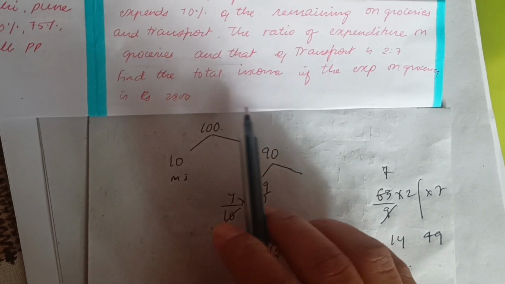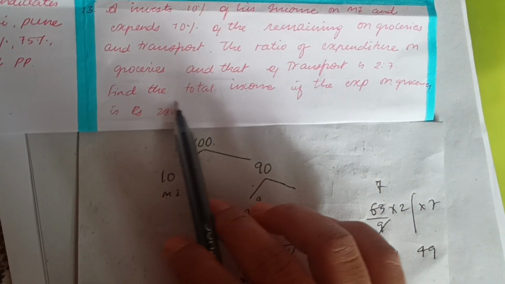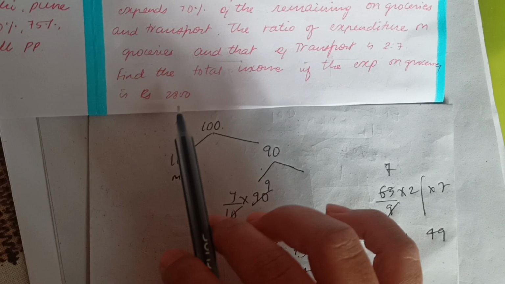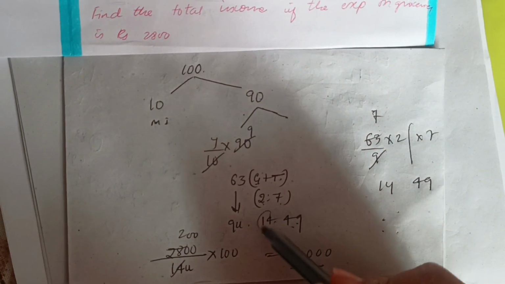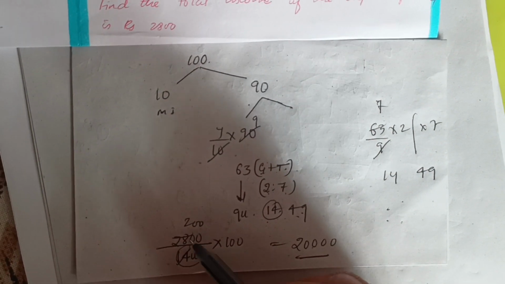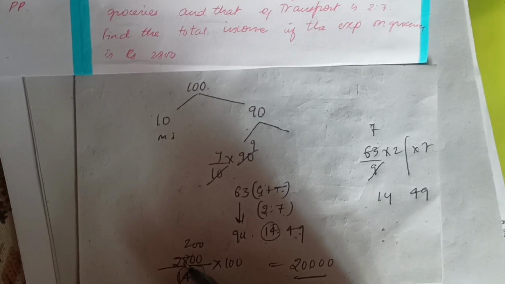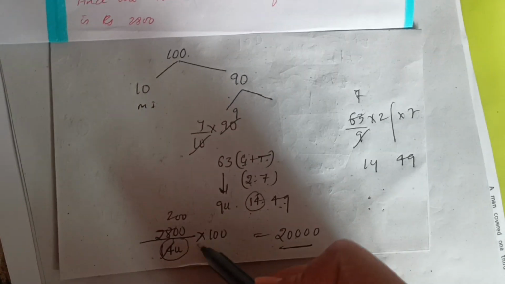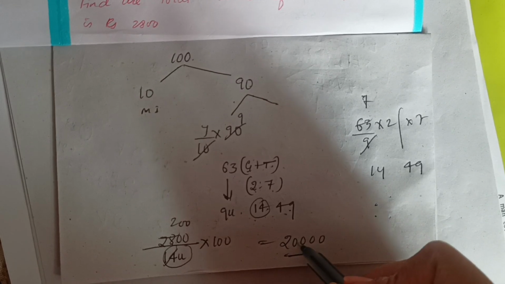But they have mentioned that the expenditure on groceries is 2800. This 14 unit will be equal to 2800. So we have to calculate the overall income of that person. We have to multiply it with 100. We will get 20,000.